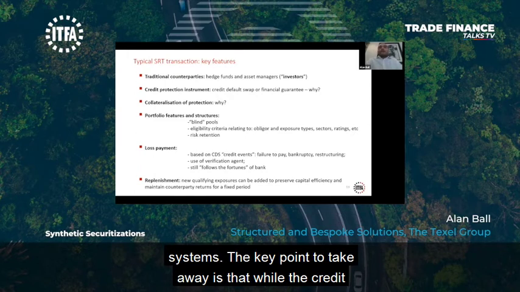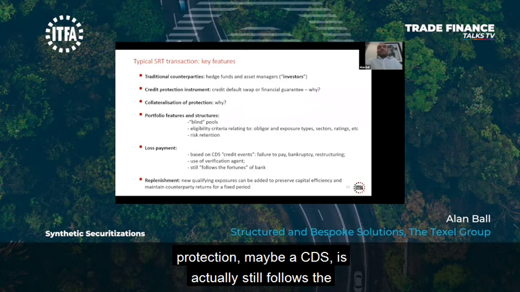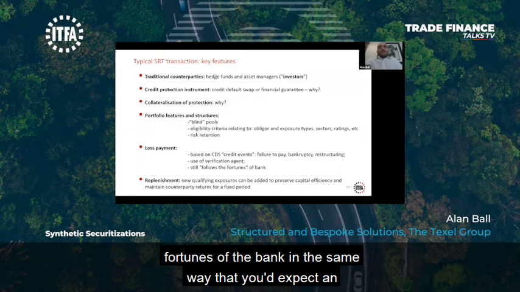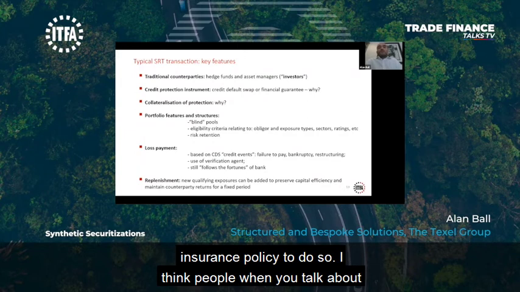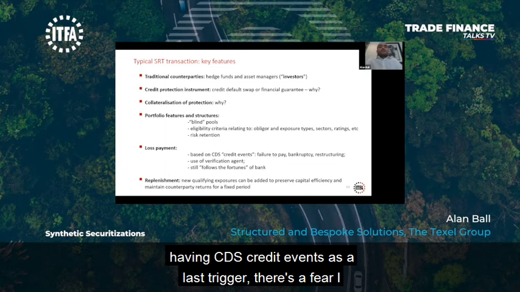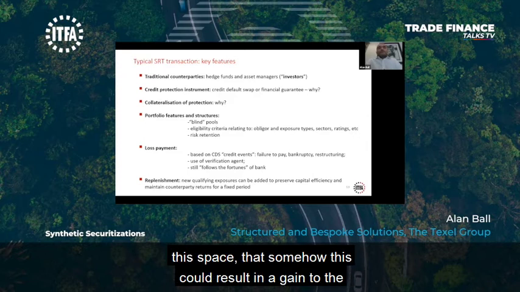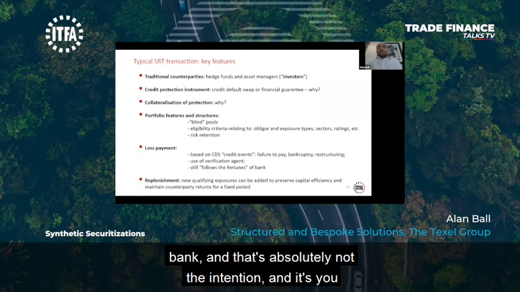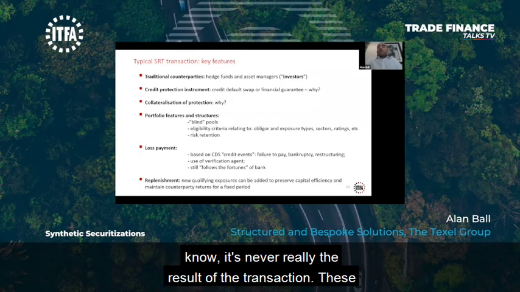The key point to take away is that while the credit protection may be a CDS, it actually still follows the fortunes of the bank in the same way that you'd expect an insurance policy to do so. When you talk about having CDS-style credit events as a loss trigger, there's a fear, particularly from underwriters who are new to this space, that somehow this could result in a gain to the bank. That's absolutely not the intention, and it's never really the result of the transaction.